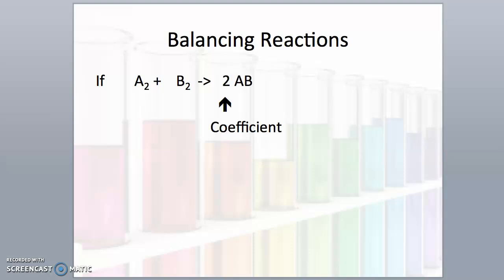To balance this equation, we can put the coefficient number 2 in front of AB. Then we have 2 atoms of A on both sides and 2 atoms of B on both sides. We call this a balanced chemical equation.